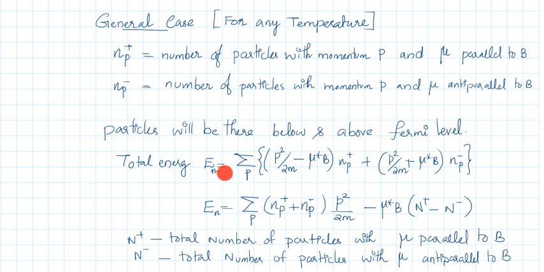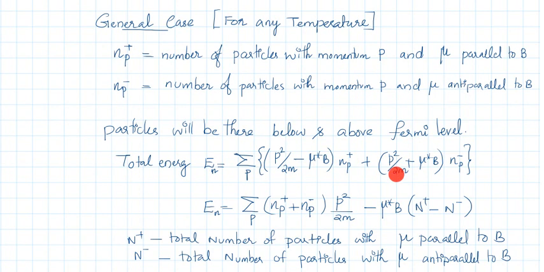The total energy of the system, E, we can write as sigma over p, the sum over all momentum values. For a particular value of momentum p, the energy is given by p square by 2m minus mu star B for this first group of particles, with mu parallel to B. And there are Np plus such particles. For each particle the energy is p square by 2m minus mu star B, so you have to multiply that by Np plus to get the total energy of the first group of particles.